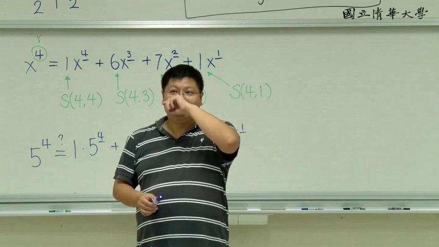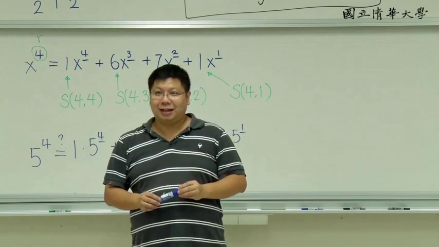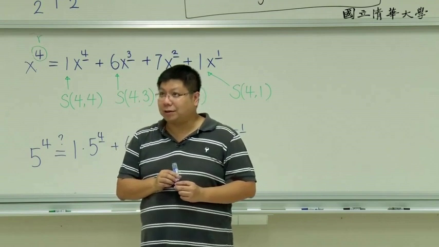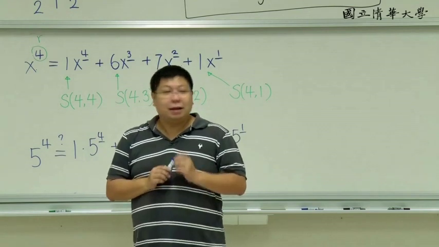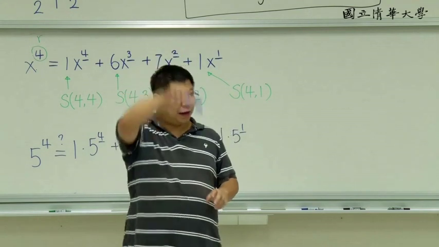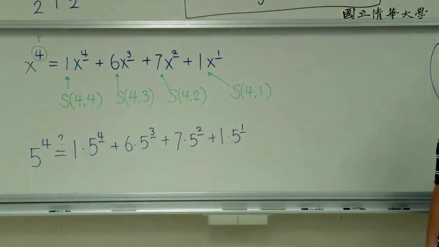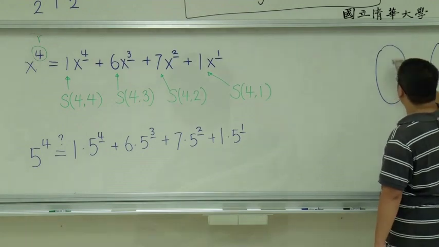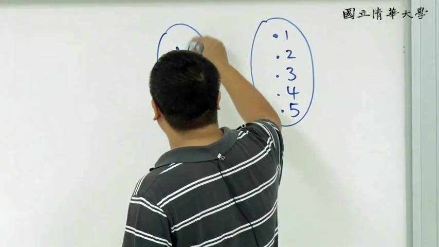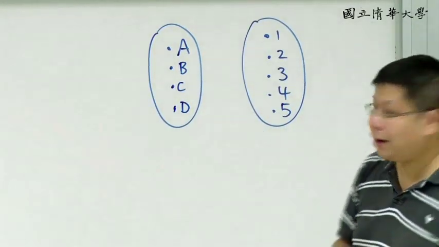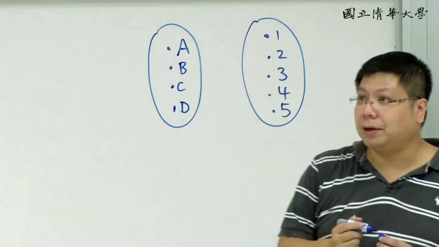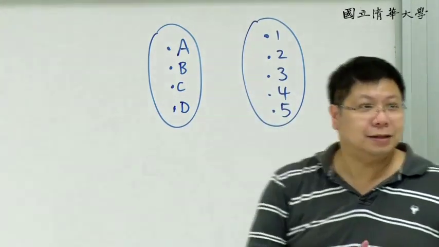5 to the power 4. We have 4 objects, and each object has 5 choices. It's the number of functions from a set with 4 elements A, B, C, D to a set with 5 elements 1, 2, 3, 4, 5. How many functions are there from this side to this side? So this is going to be 5 to the power 4. Does that make sense? Okay.